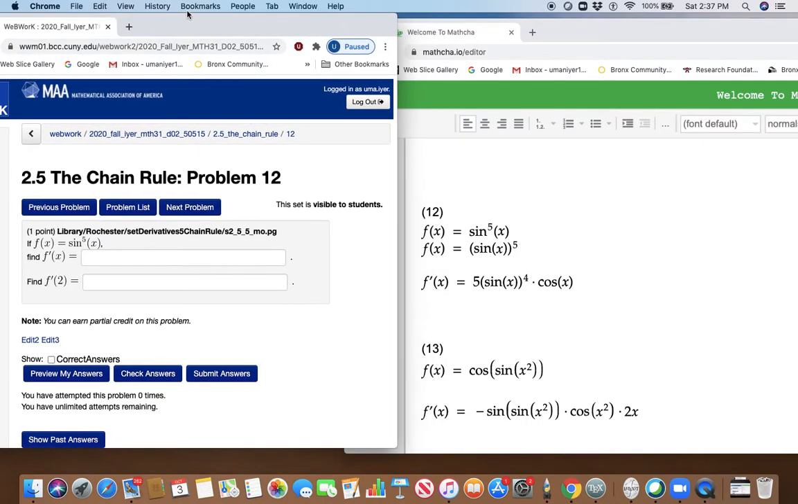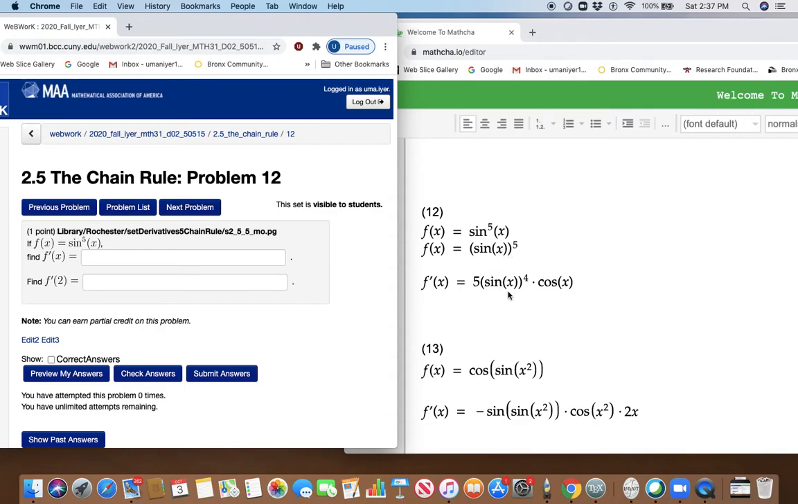Back. Problem 12. f(x) is sine to the power 5 of x. What that really means is fifth power of sine x. So the outer function is power 5. Derivative: 5 comes down, reduces by 1. Inside stays put.